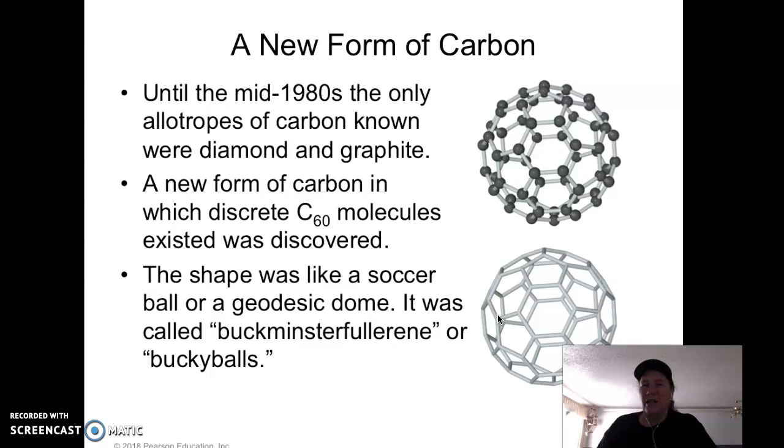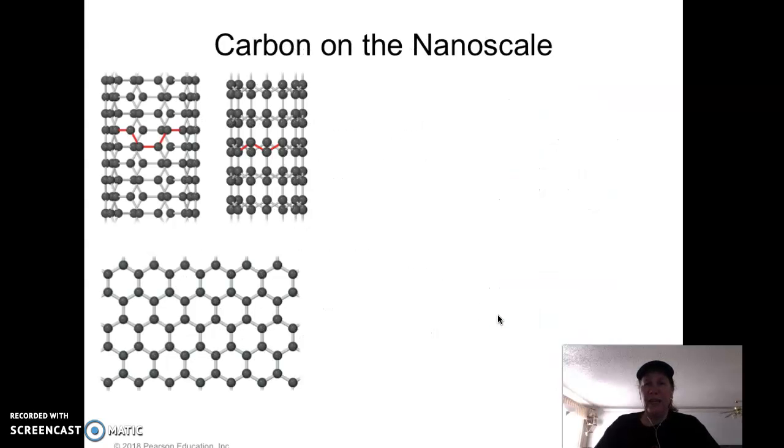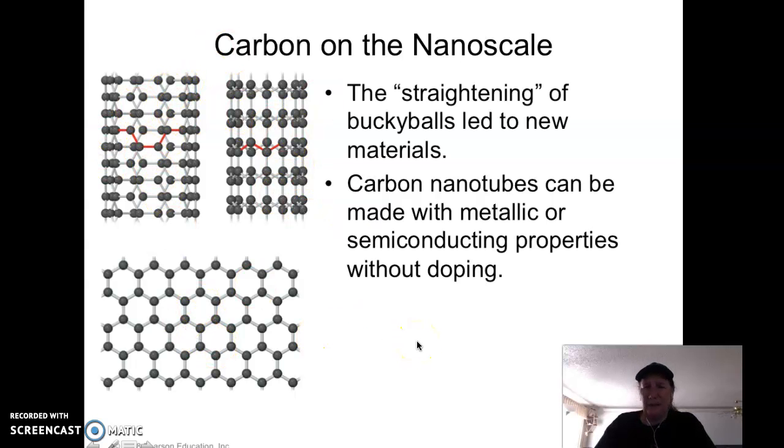Okay, it's the shape of a soccer ball. And this again, they can do on a small scale and add strength to stuff. Okay, so when you're looking at carbon, like I said, there's certain patterns. Here's your graphite, here's your diamond, and then here's your buckyball. If you straighten out the buckyball, you can make new particles. And again, they like to make nanotubes. That's the big thing with nanoparticles, at least that I've heard of.